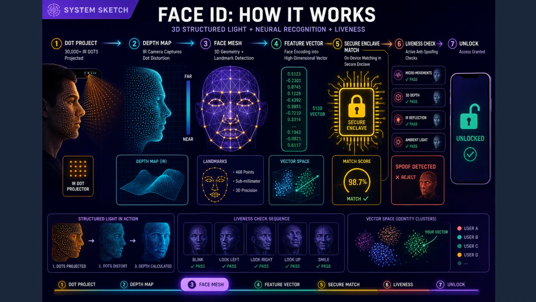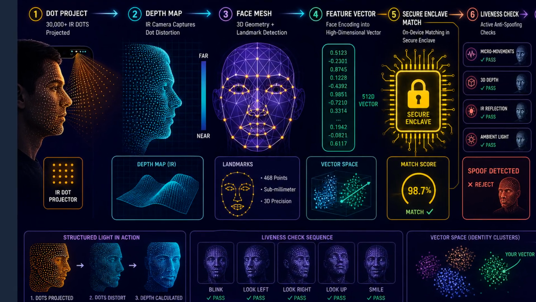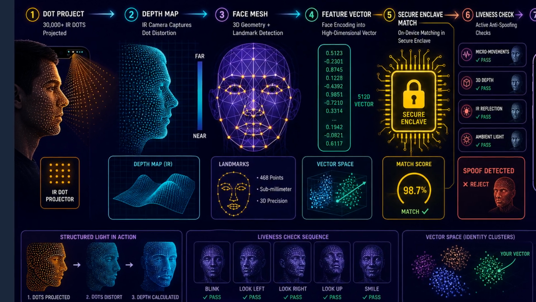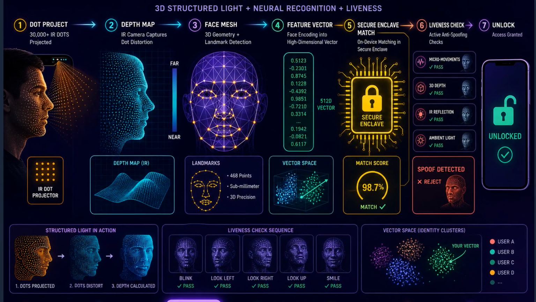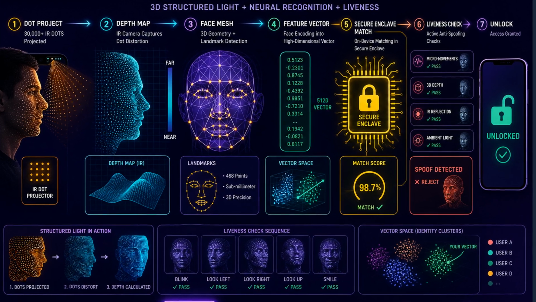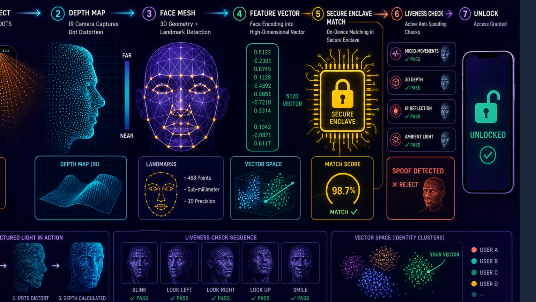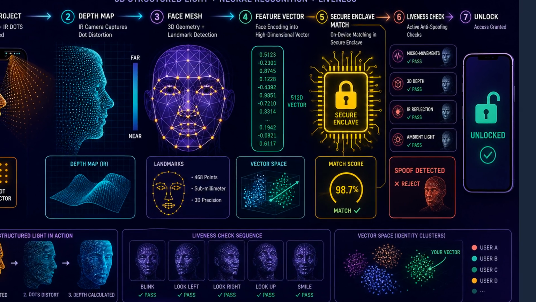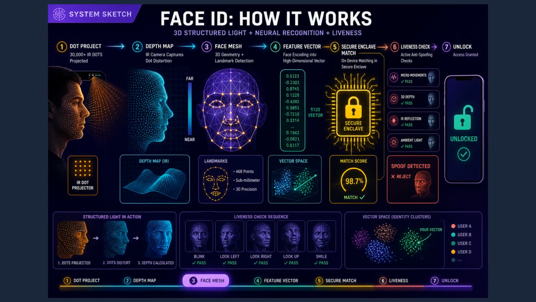From dots to unlock, structured light projects an IR pattern. Distortion builds a depth map. Landmarks form a 3D mesh. A neural network extracts a feature vector. The secure enclave compares against your stored template. Liveness checks block spoofs. No photo is stored. No photo is compared. Your face becomes math inside a chip.